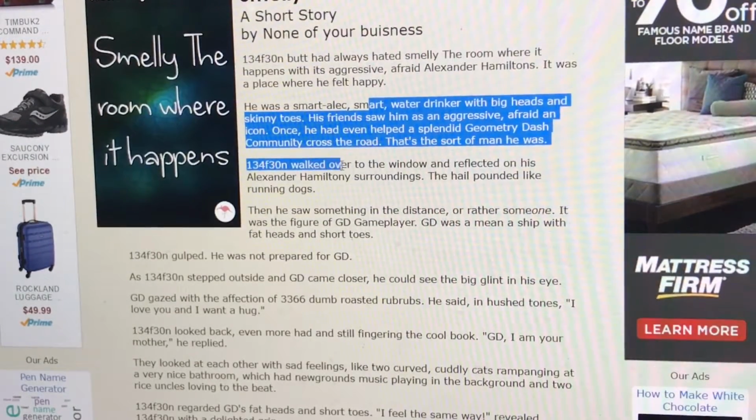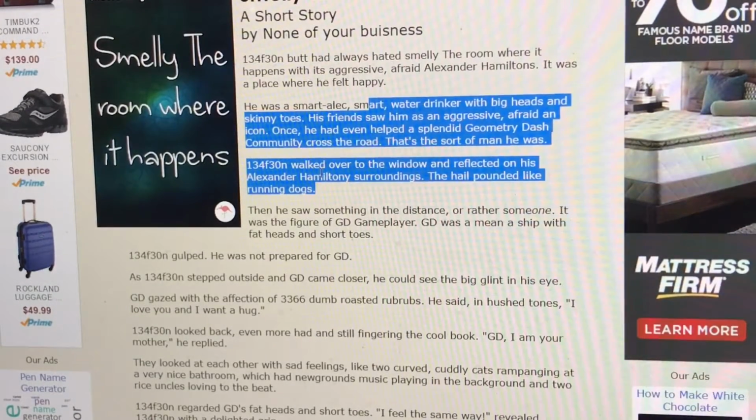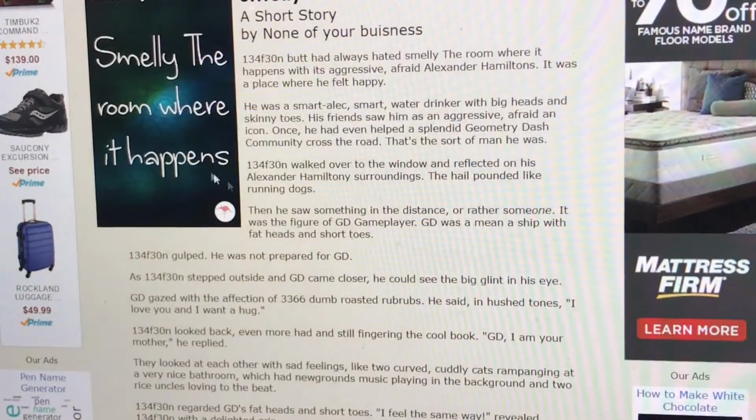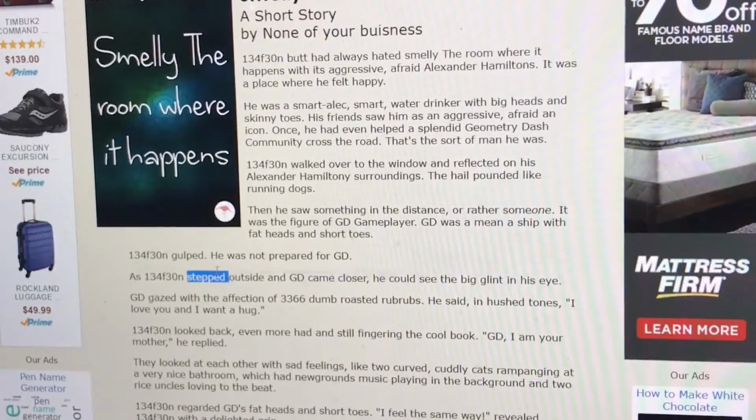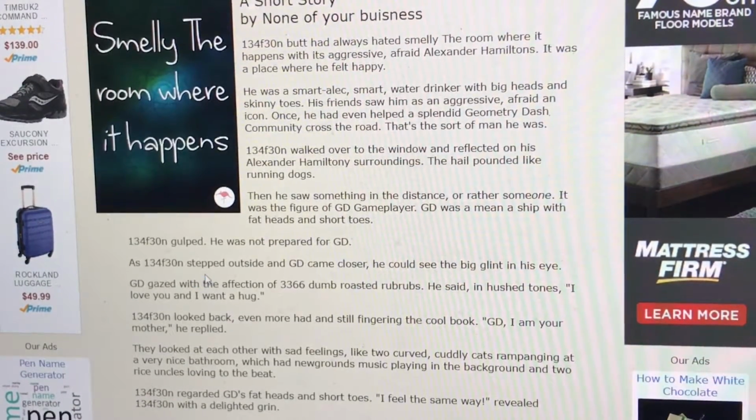134F30N walked over to the window and reflected on his Alexander Hamilton-y surroundings. The hill hounded down like running dogs. Then he saw something in the distance, or rather someone. It was a figure of GD Game Player. GD was a mean ship with fat heads and short toes. 134F30N gulped. He was not prepared for GD. As 134F30N stepped outside, GD came closer. He could see the big glint in his eye. GD gazed with affection.